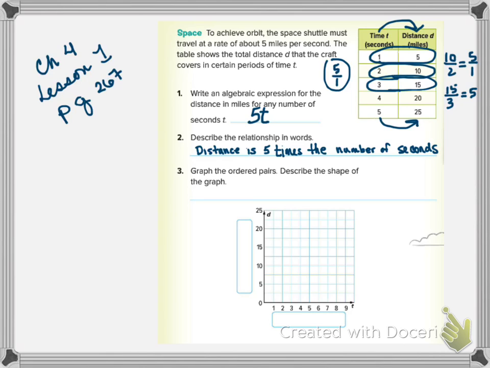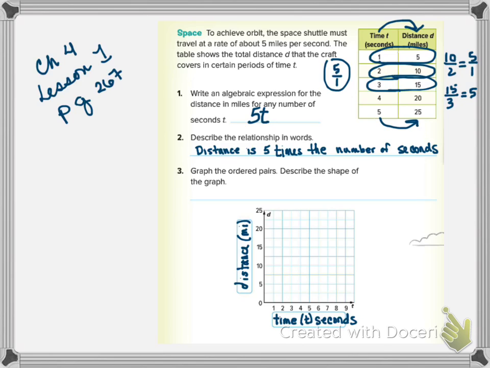Then we're asked to graph the ordered pairs and describe the shape of the graph. So if we look at our chart, you should see that your x-axis is your time in seconds. So we want to put that in for our label. And our y value, our y-axis, is going to be our distance. And we're measuring that in miles.